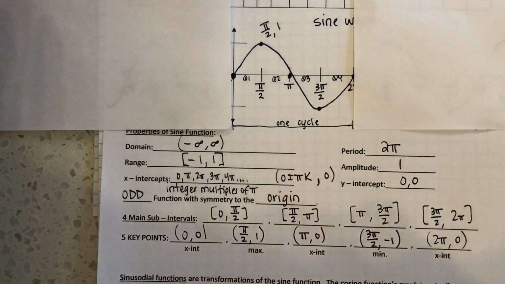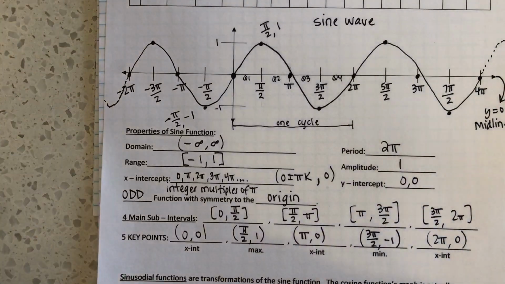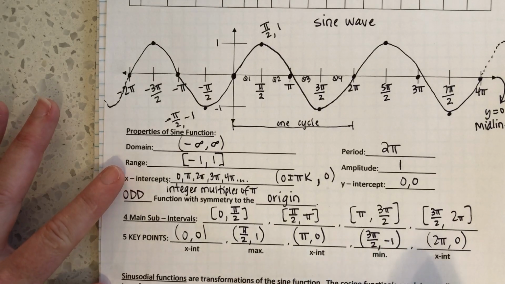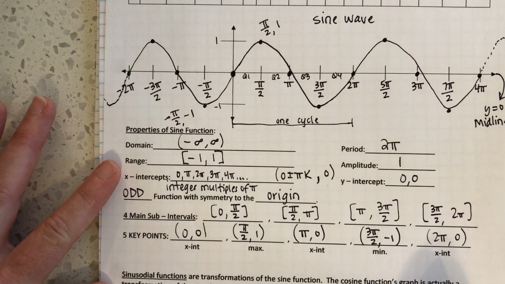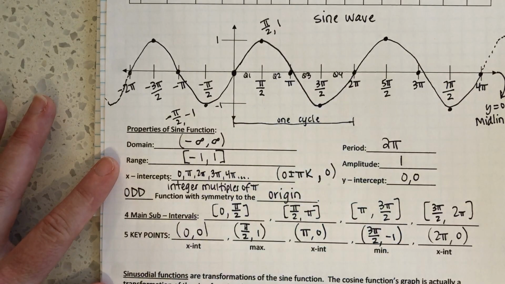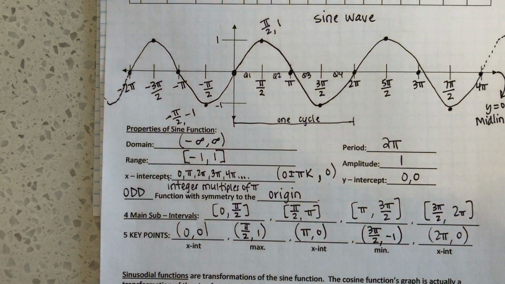All right. I thought I had something else I wanted to say, but I think I'm going to wait till the next video. All right, so just to remind you, sinusoidal functions are transformations of the sine function. The cosine function we're going to graph next, his graph is actually just a transformation of this graph. He's a transformation of the sine function's graph. All right, I'll be back in the next video.